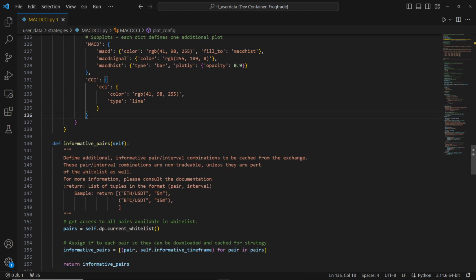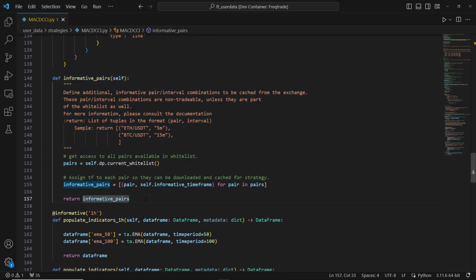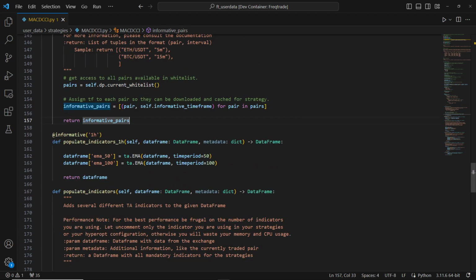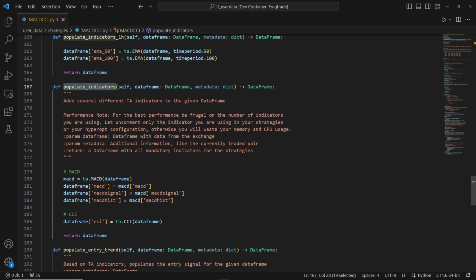Next, we establish a 1-hour time frame for each pair listed on our whitelist. This is done to provide additional information for our trading decisions. Following this, we proceed to populate the 50 EMA and 100 EMA indicators on this 1-hour time frame. For the populate indicator, currently set to a 5-minute time frame, we calculate the MACD and CCI indicators.